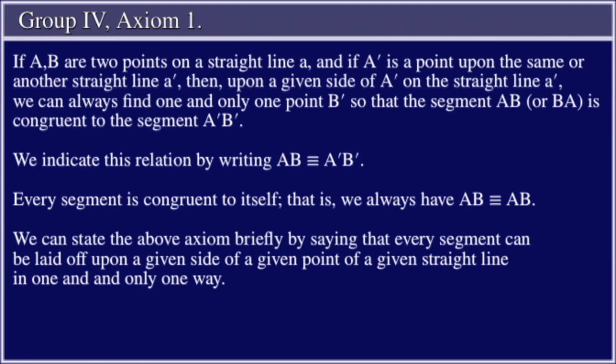Every segment is congruent to itself. That is, we always have AB ≡ AB. We can state the above axiom briefly by saying that every segment can be laid off upon a given side of a given point of a given straight line in one and only one way.